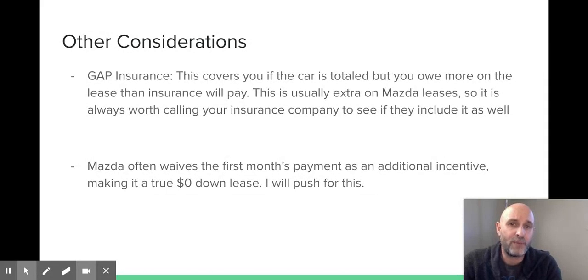Mazda used to offer gap insurance all the time. They don't on all their leases. It's something that a dealership will charge for. It can be anywhere from $300 to $900. Some brands like Honda include it. You really want to make sure you ask, is gap insurance included? You want to understand your terms and your paperwork. Maybe do some Googling and confirm.